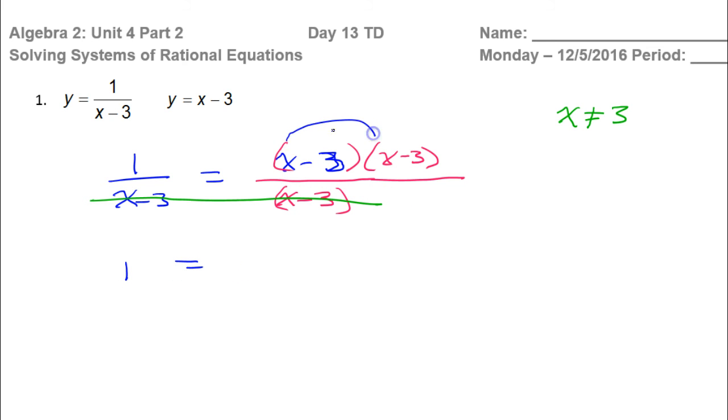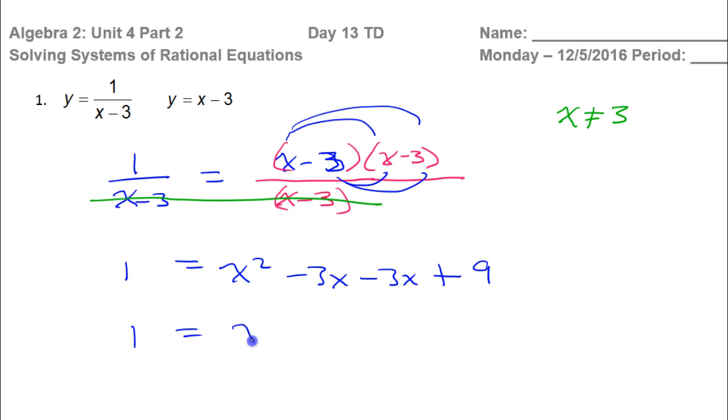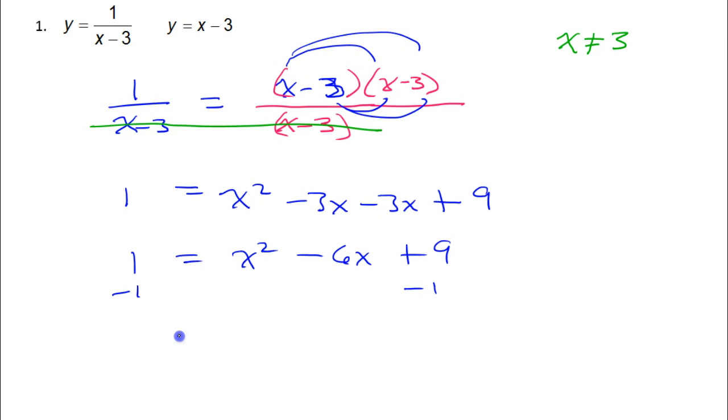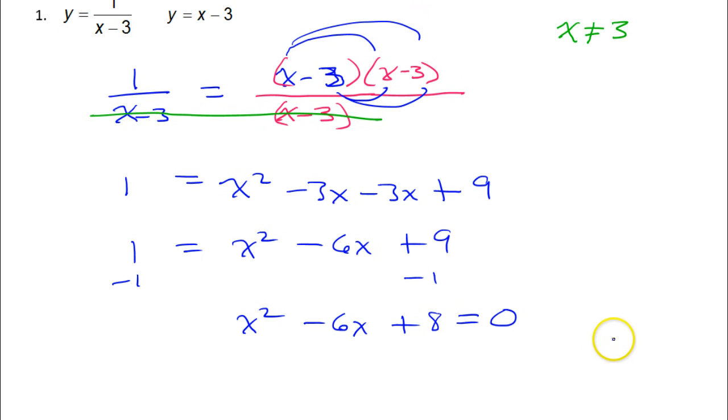I'm going to go ahead and double distribute this. Okay, so that's going to give me x squared minus 3x plus 9. So that's 1 equals x squared minus 6x plus 9. Subtracting 1 from both sides gives me 0 equals x squared minus 6x plus 8. Now I prefer to have my 0 on the right hand side for some reason. Some might call it OCD.